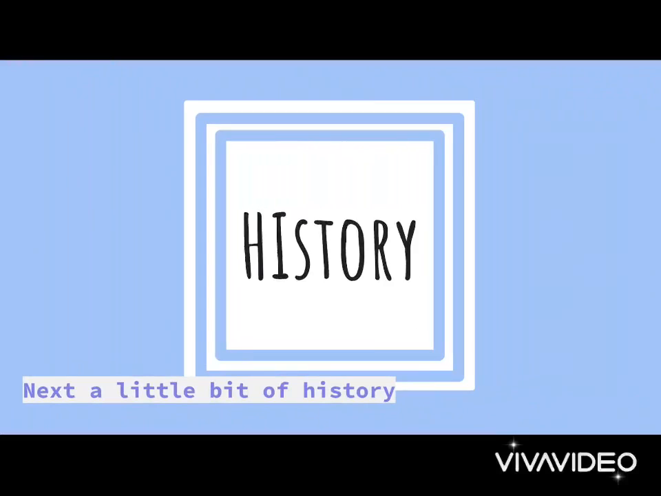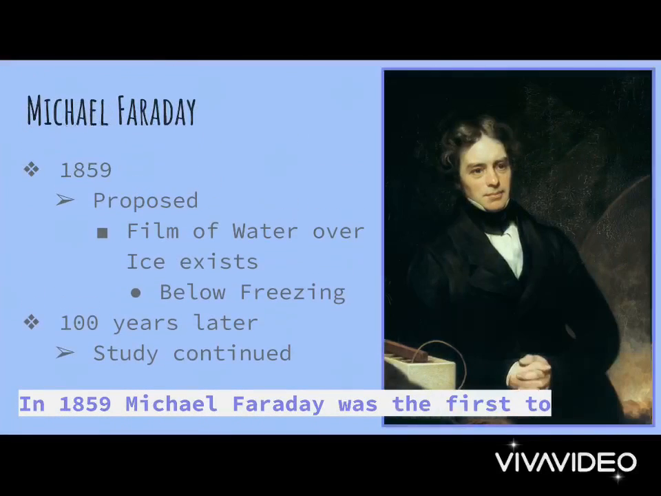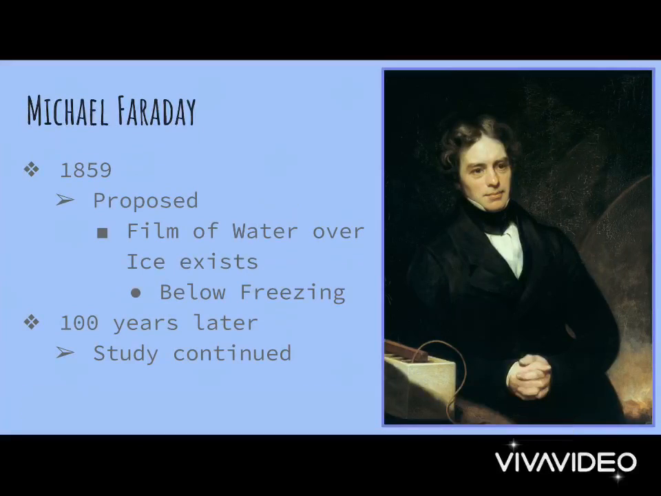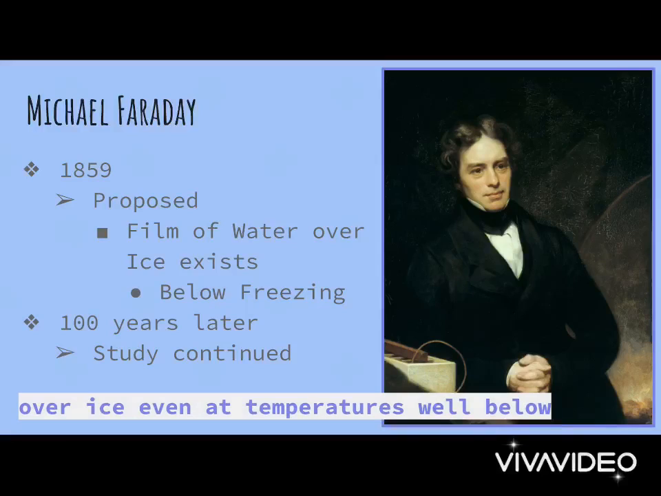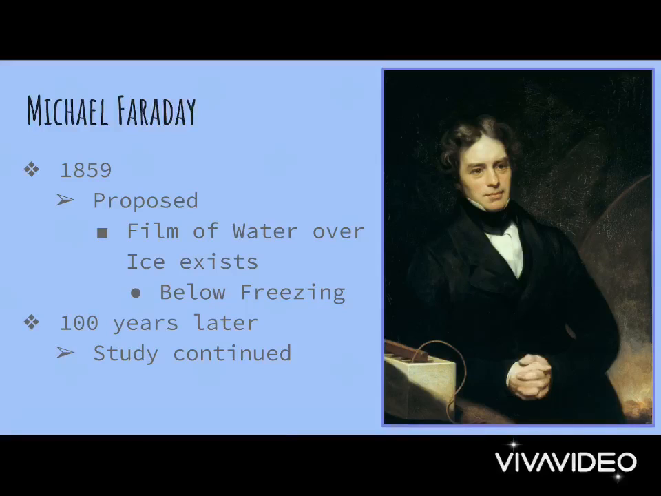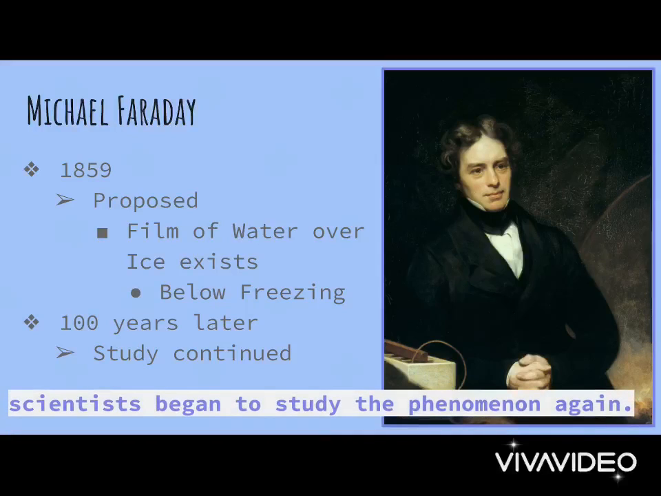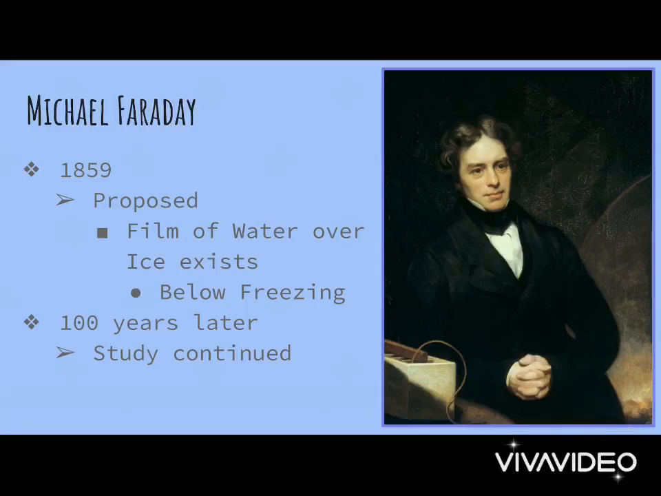Next, a little bit of history. In 1859, Michael Faraday was the first to propose that a thin film of water existed over ice, even at temperatures well below freezing. 100 years later, the scientists began to study the phenomena again.